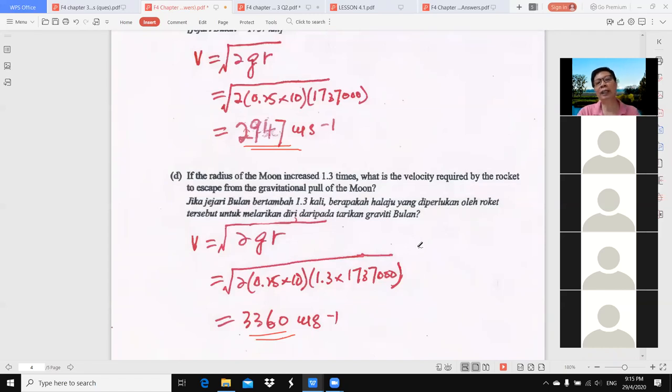Okay, the conclusion here is like this. The bigger the size of the planet, right? You see here, when the moon becomes bigger, the escape velocity also becomes bigger, 3,300 just now, or 2,900 only. The bigger the size of the planet you want to escape from, the faster you must go. When the size of the planet becomes bigger, it's harder to escape from it because the gravitational pull is stronger. All right. Next.